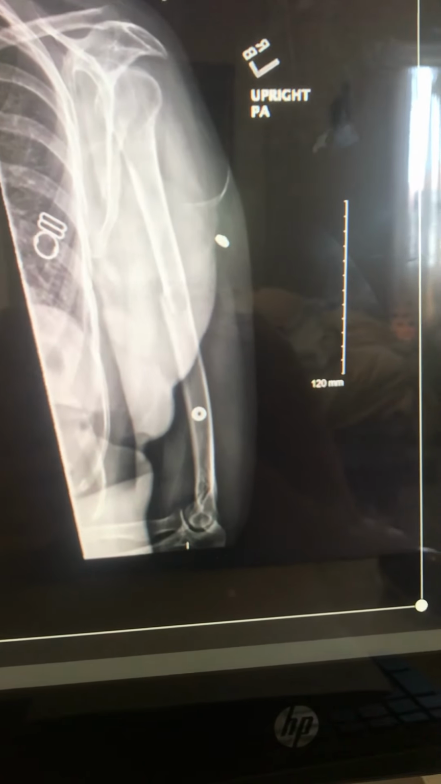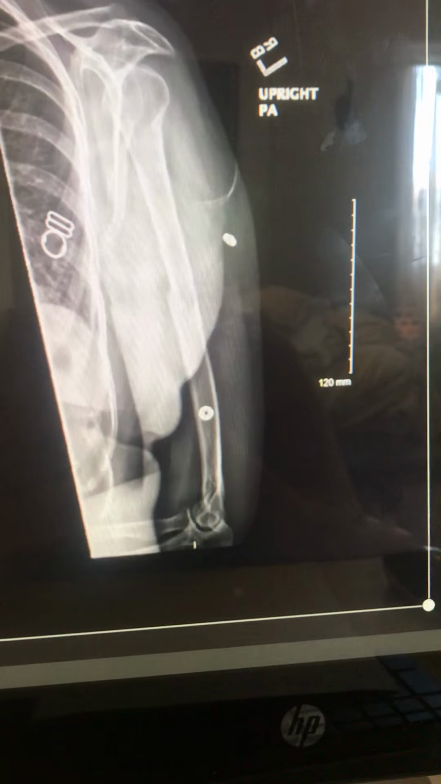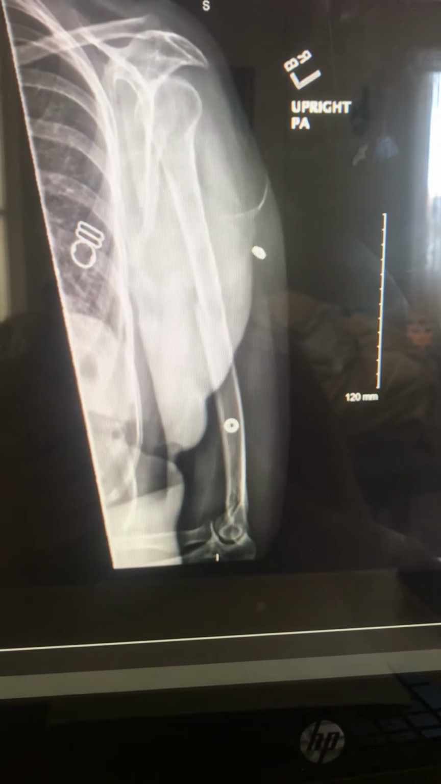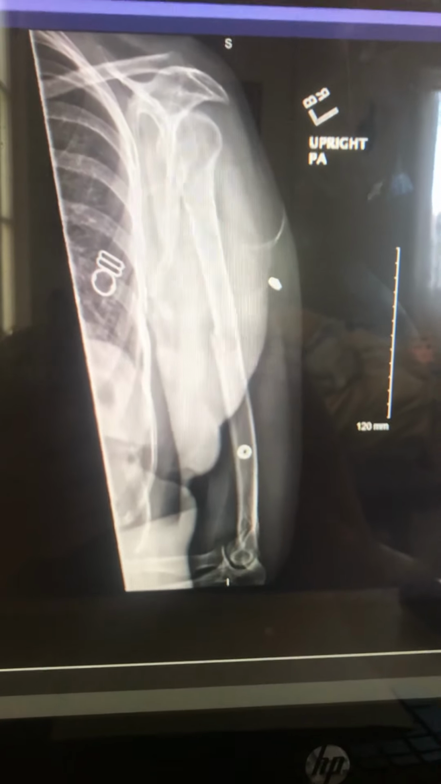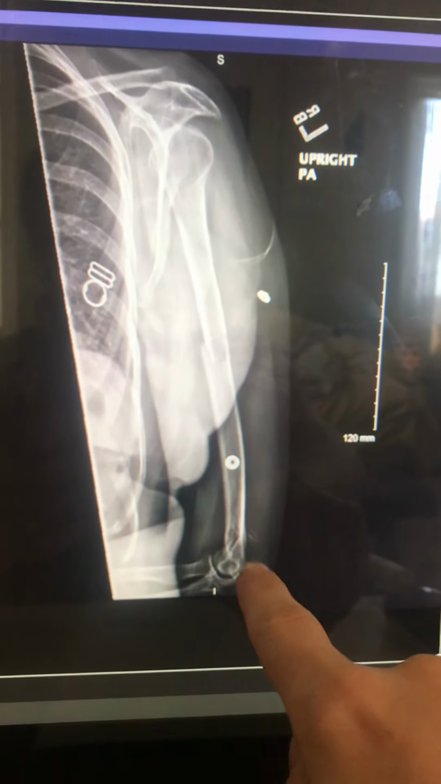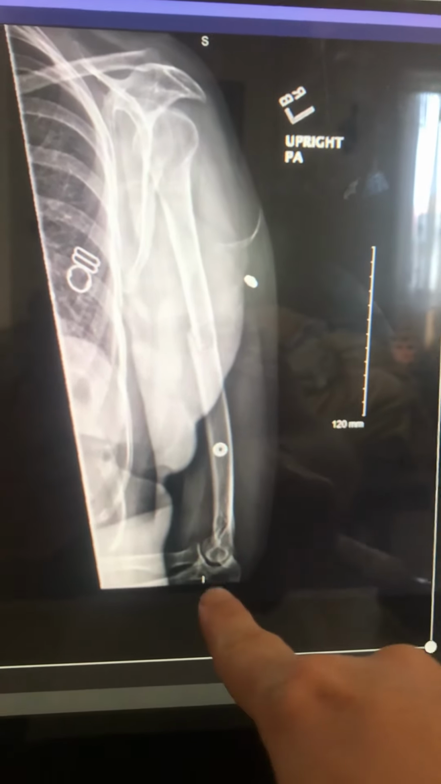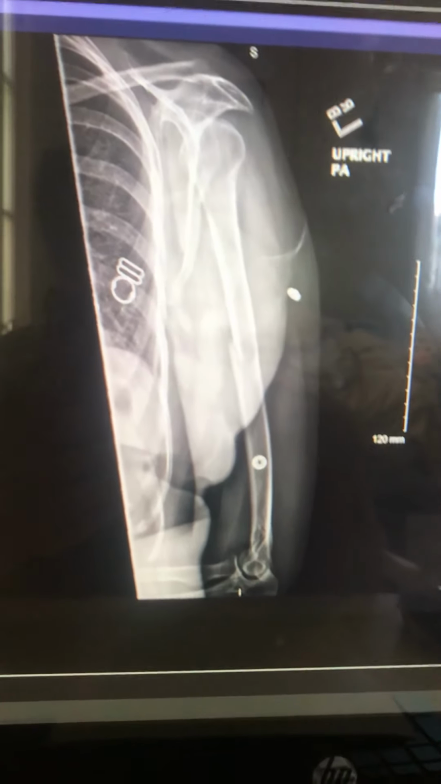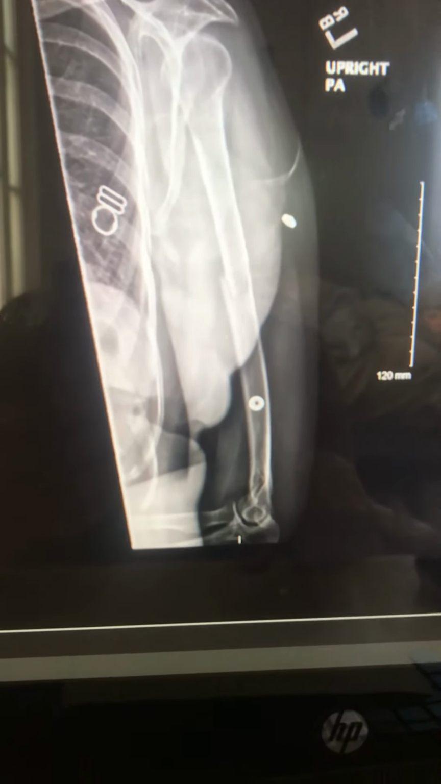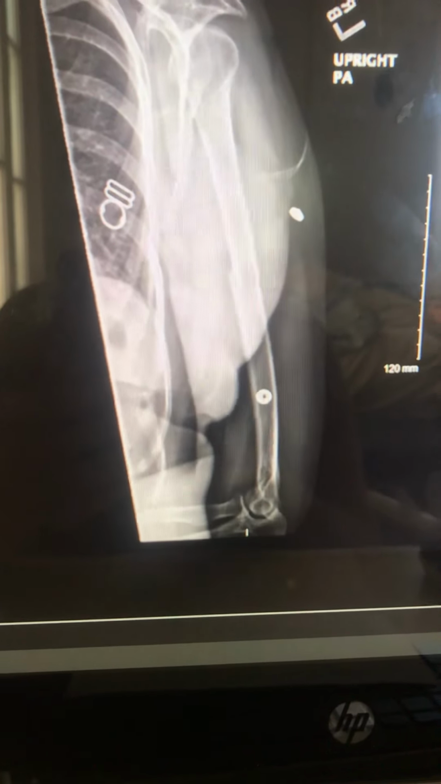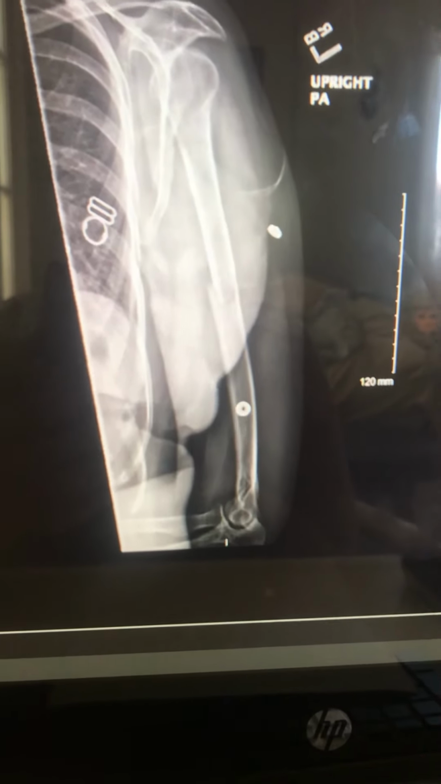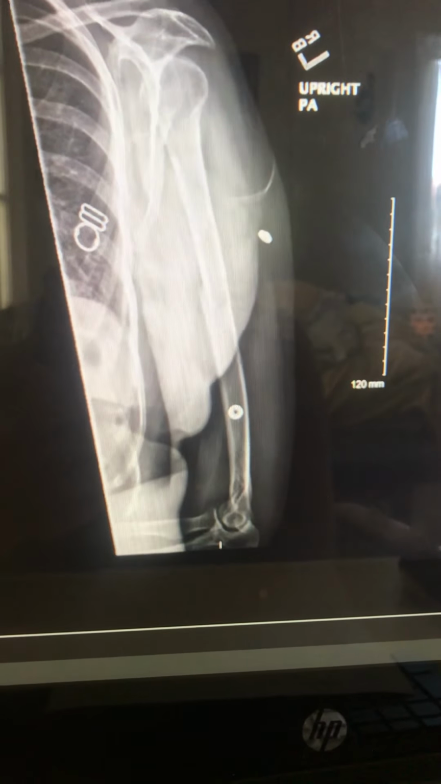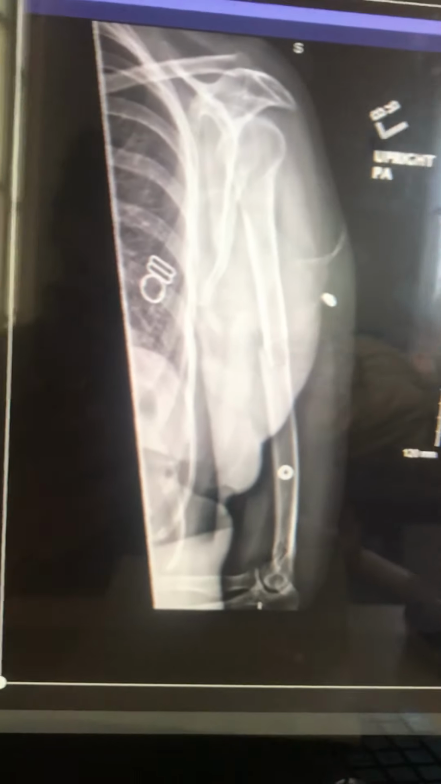The acromion process is shown. The lesser tubercle is seen in profile. The humeral epicondyles are superimposed right there. Olecranon in profile. The collimation is good from side to side to reduce the thyroid and breast tissue exposure. Lead apron was placed around her waist.